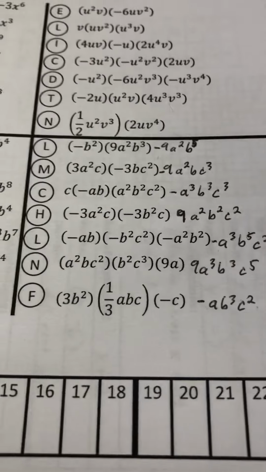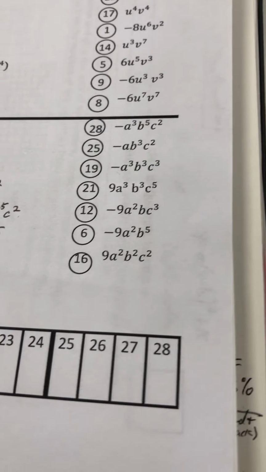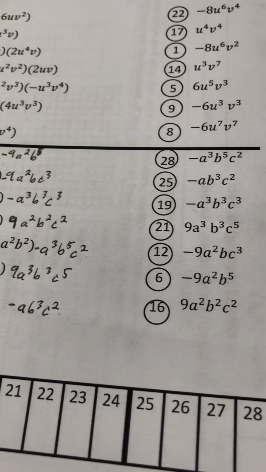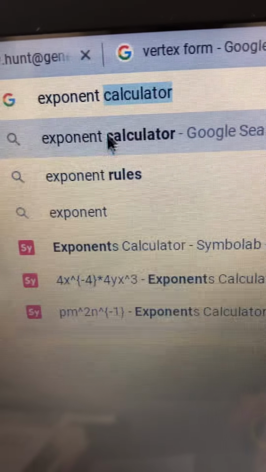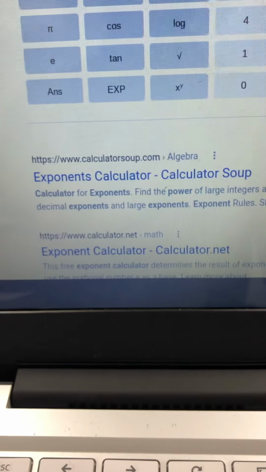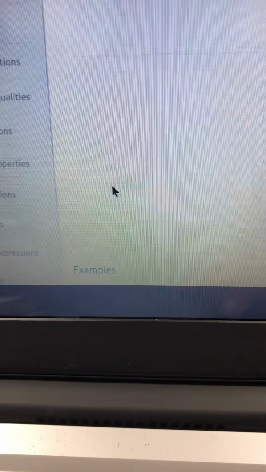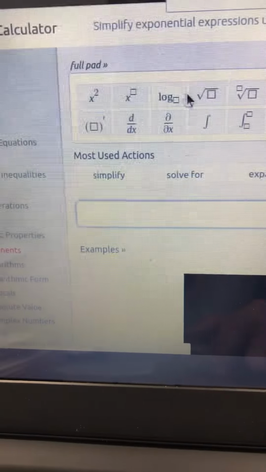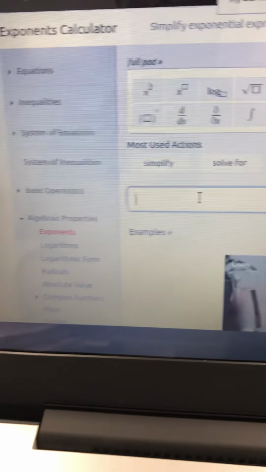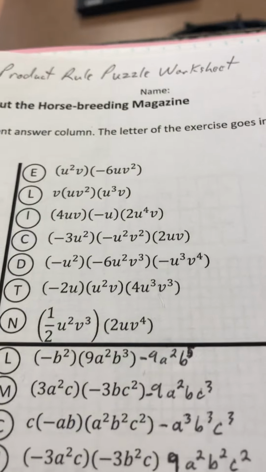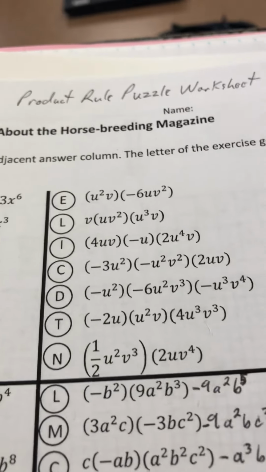Okay, and like I said, go to Symbolab if you're looking for an exponent calculator. Just Google exponent calculator, and it will pop up. Exponent Calculator Symbolab is the one that you want to choose, and then you could use their keypad in order to work some of these out on the second half. You could use the same letters and everything, and it'll help you work it out if you're having any difficulty with the second half. Good luck.